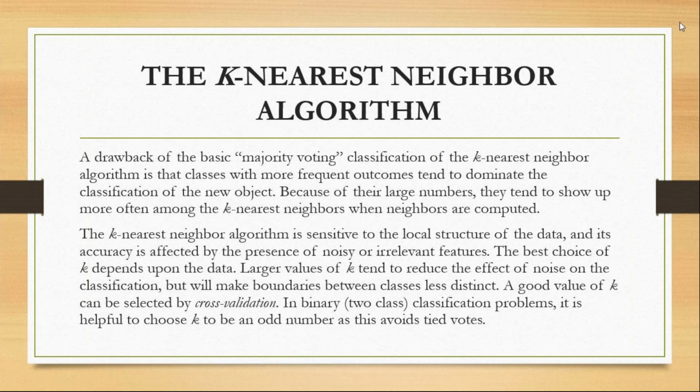So here, if I go with this slide, a drawback of the basic majority classification of the k-nearest neighbor algorithm is that classes with more frequent outcomes tend to dominate the classification of a new object. Because of their larger number, they tend to show up more often among the k-nearest neighbors when the neighbors are computed. So like I said, if one of the labels is more frequent, and I increase my value of k, then it will tend to go towards the majority.